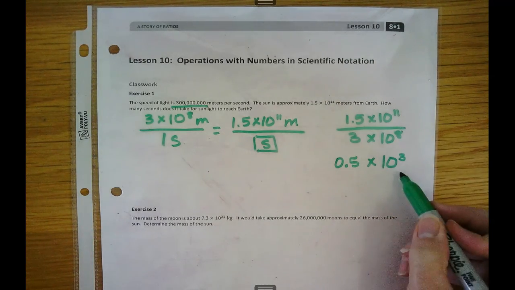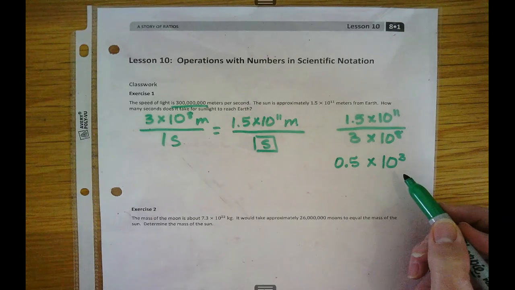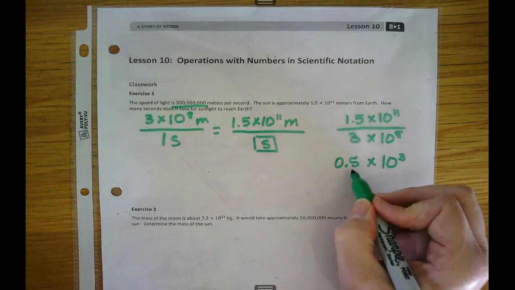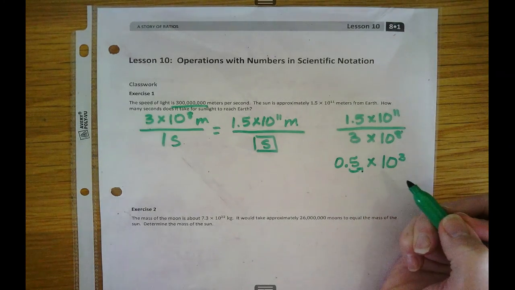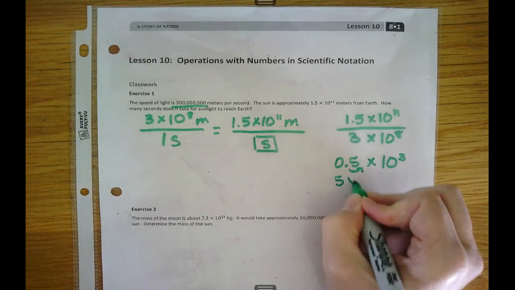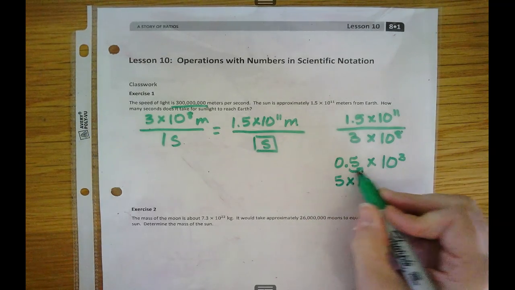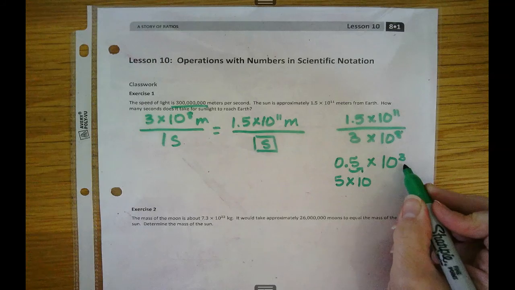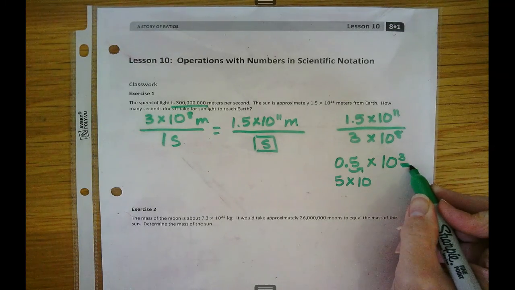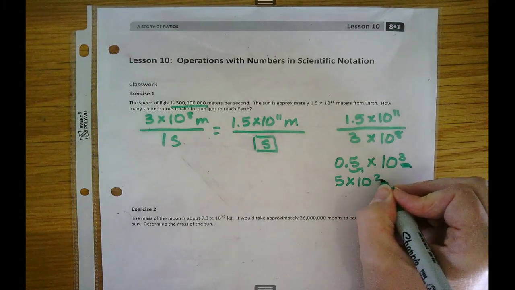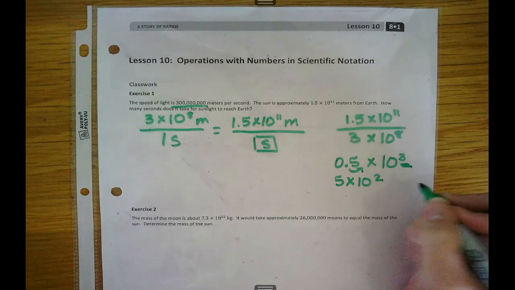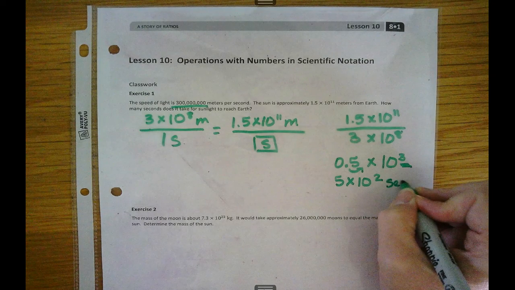Now I need to look at this. Is this proper scientific notation? No. I need to move the decimal one place to the right. 5 times 10. And when I move my decimal to the right, that reduces this exponent. So it's going to be times 10 to the 2. And this would be a label of seconds.